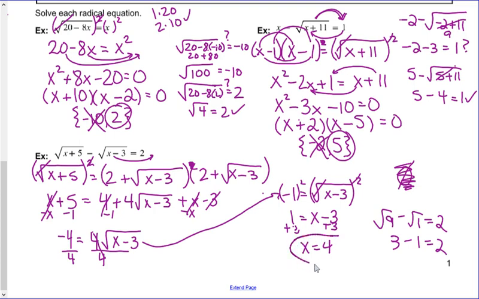Now remember, if that did not work, then your answer would be the empty set because there are no answers that would hold true for that as well. Okay? All right, very good.